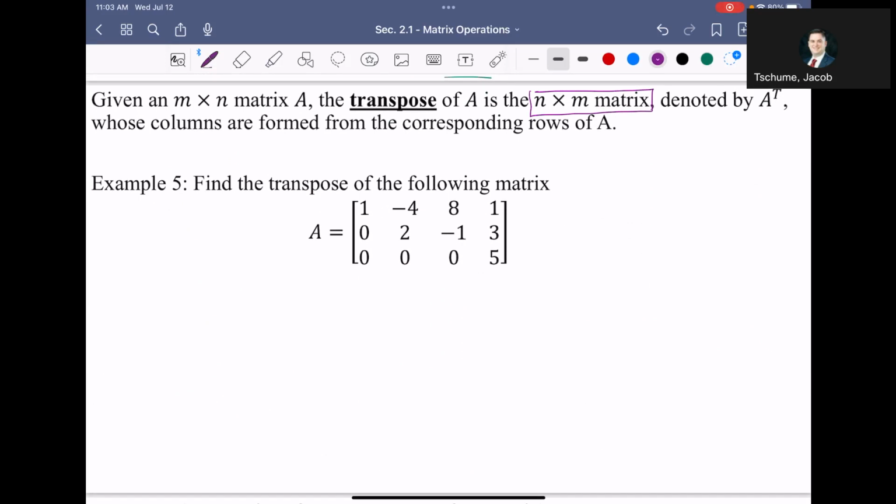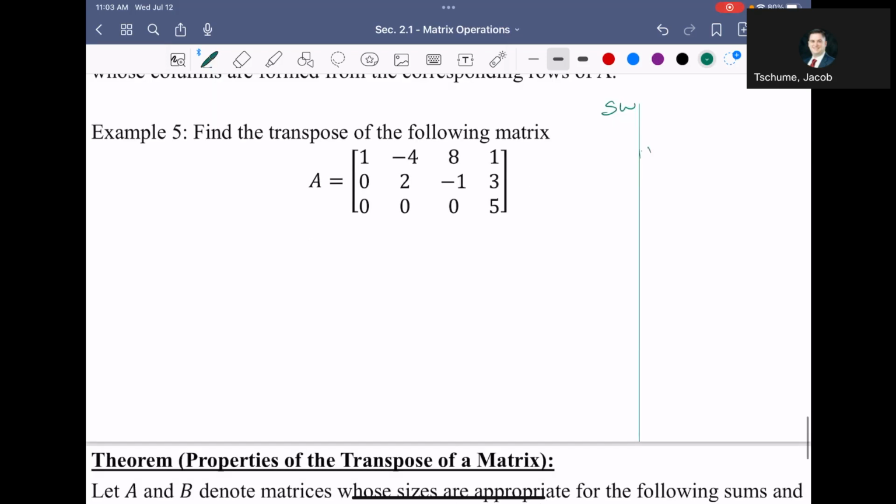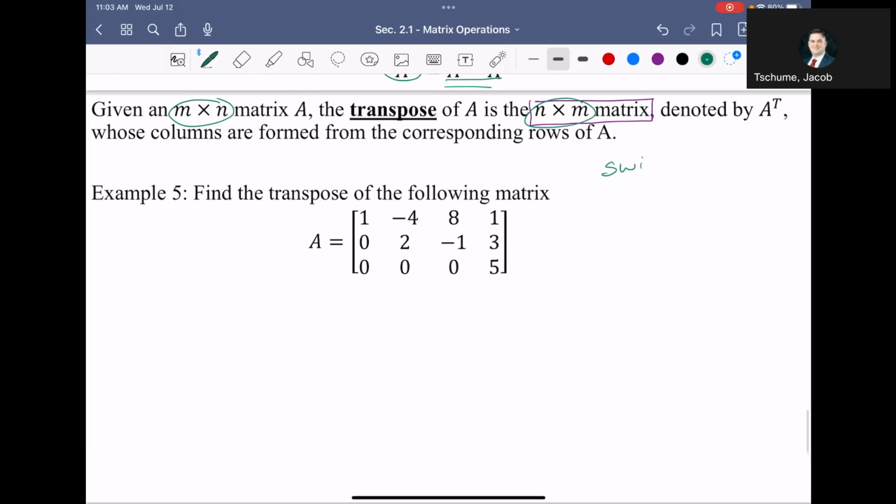So my easiest way to explain transpose to people is that, as you can tell, the dimensions of a matrix flip-flop when you take the transpose. The rows become the columns and the columns become the rows. And that's how I think of it. You are switching rows and columns.